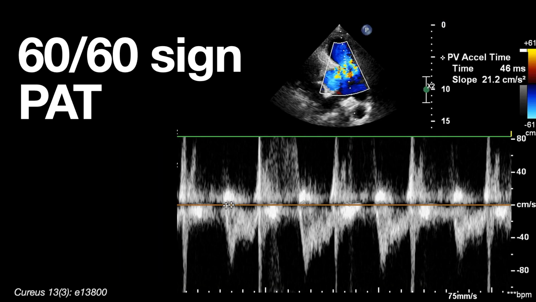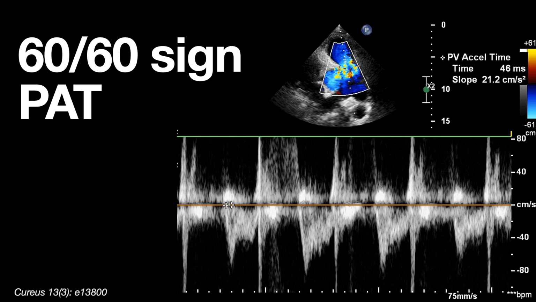The second part of the 60-60 sign is a short pulmonary acceleration time, less than 60 milliseconds. In the parasternal short axis view, you use a pulse wave Doppler pointing across the pulmonary valve, and you place the sample volume just above the pulmonary valve in the RV outflow tract. This measures how quickly it takes for flow out of the RV to reach maximal velocity during a cardiac cycle. We measure the time from the start of ventricular systole to its peak, and what you get is the waveform, which in normal individuals slopes up gradually.